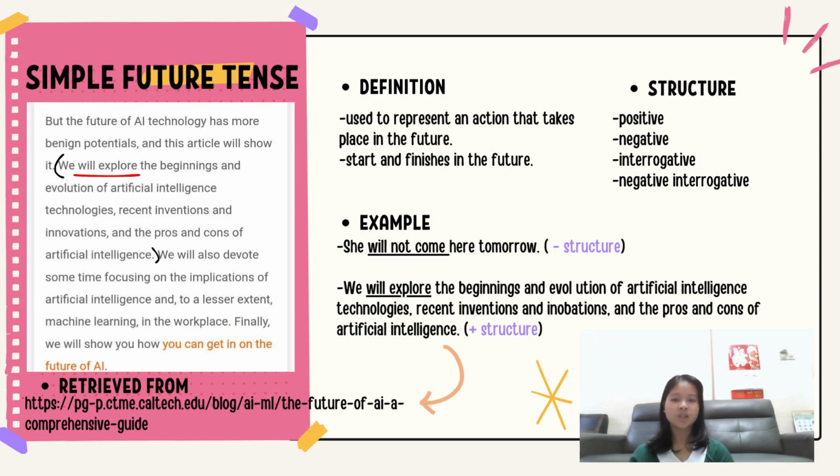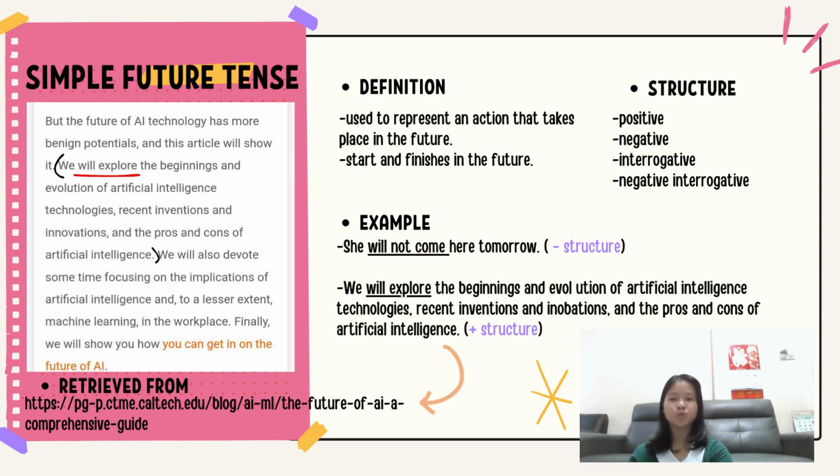The next example I retrieved from an article. We will explore the beginnings and evolution of artificial intelligence technologies, recent inventions and innovation, and the pros and cons of artificial intelligence. This sentence shows that it is a positive structure of simple future tense sentence. This is because this sentence uses will as the helping verb and explore as the base form of the verb.